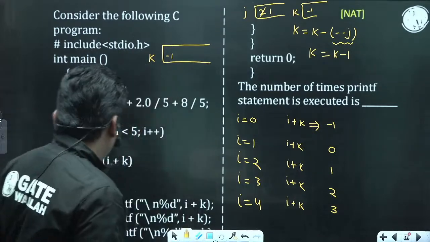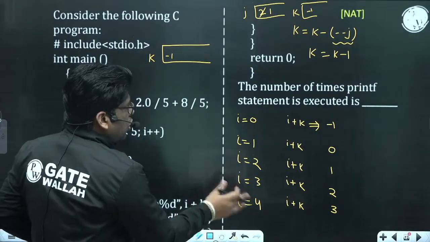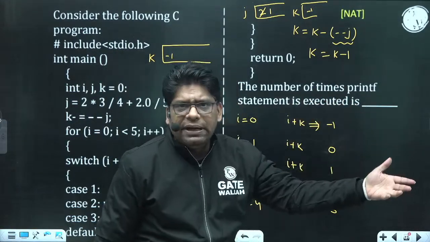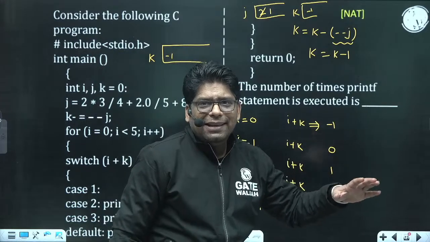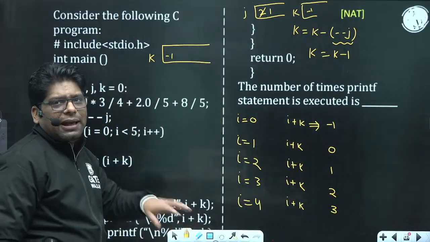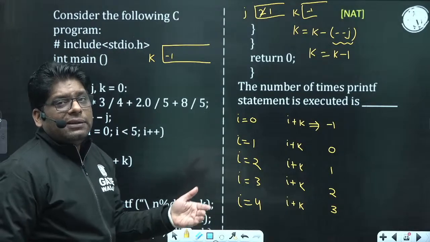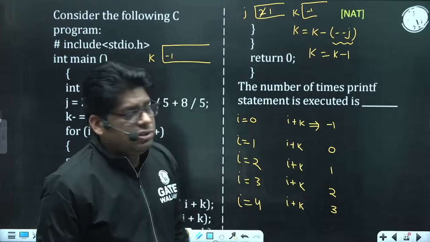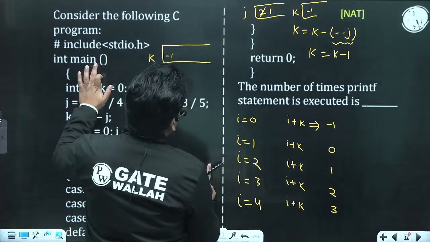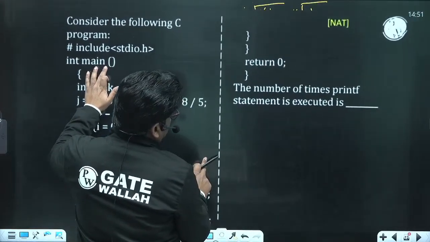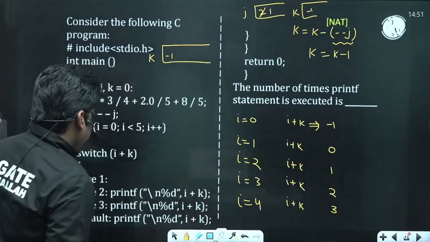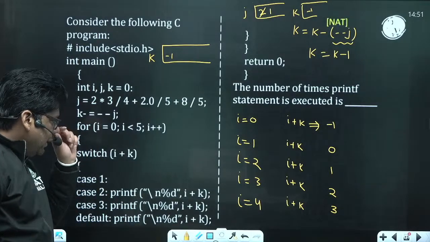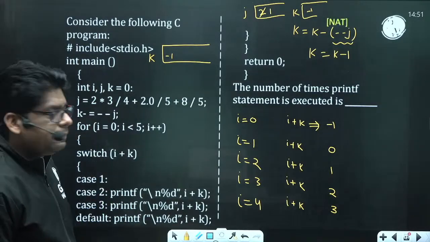Okay. You need not think about default, because they are only asking how many times printf is there. Anjali, even if the default is not visible, they are not asking what is to be printed. They are saying how many times printf will execute. Just focus. Anjali, got the point?